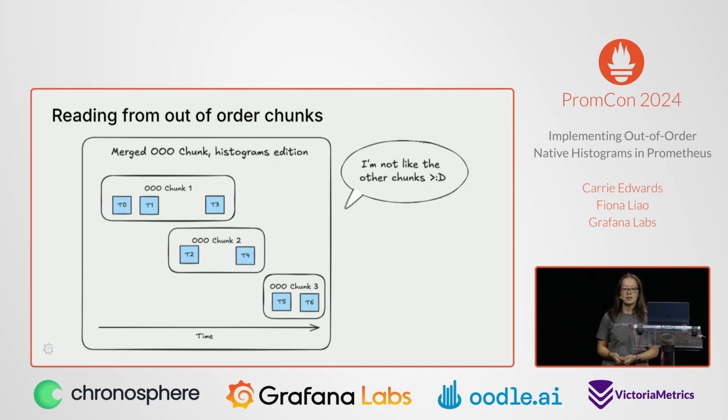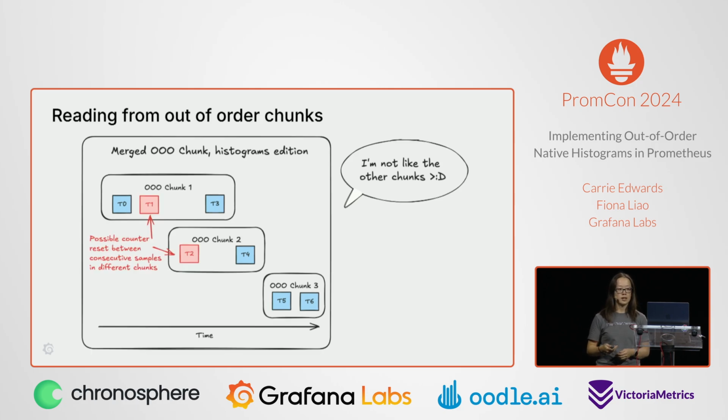Of course, once we added native histogram support to out-of-order, suddenly this out-of-order merged chunk didn't behave like a proper chunk. Samples still get returned in order, but there could be a histogram counter reset in the middle of the sorted samples, while each of the individual chunks are guaranteed to be sorted and not have a counter reset. If you combine them together, this might cause a counter reset. For example, say you start reading from chunk 1, and then the next sample comes from chunk 2. The first sample from chunk 2 can be a counter reset compared to what's in chunk 1.